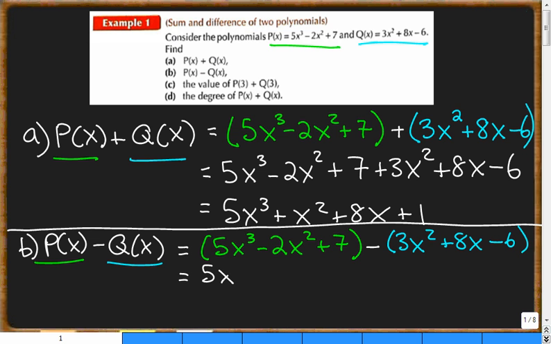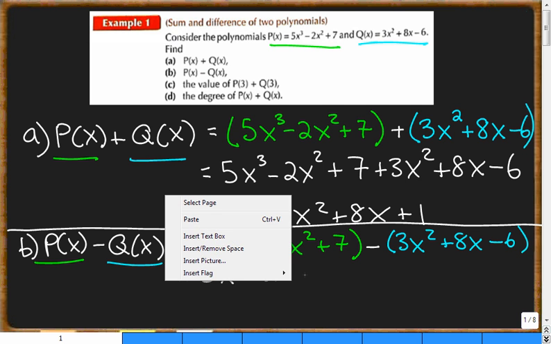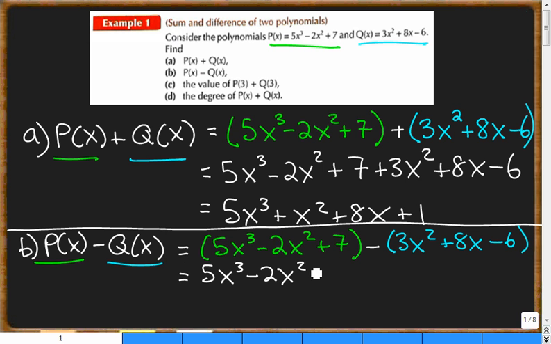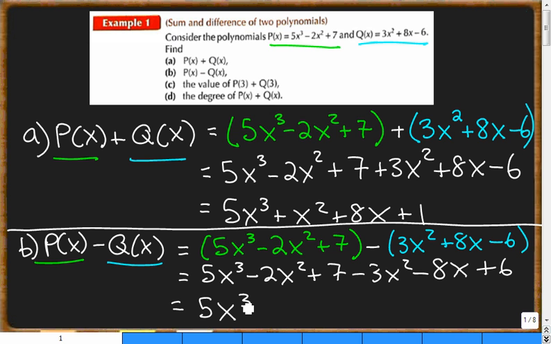So like before, the p of x is positive 1. There's positive 1 of them. So we can just rewrite it exactly as it was. But the q of x is being multiplied by a negative 1. And so each of these terms needs to be flipped. Oops. So we end up with a negative 3x squared and a negative 8x, and now a positive 6. And when we combine our like terms, we end up with something different.